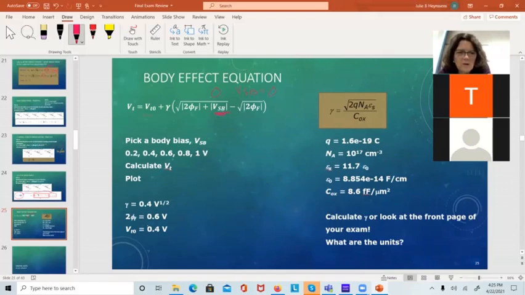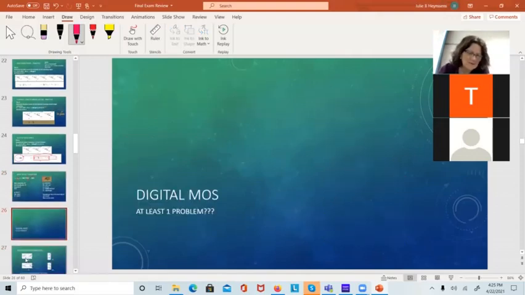So if VSB is 0, our threshold voltage equals the threshold voltage on the front page. If VSB is known and it's something other than 0, you're going to be expected to use that equation. Gamma is written on the front page. You don't have to do that calculation. I'm trying to give you as much stuff as I can to get you through this, and I want to see people pass.